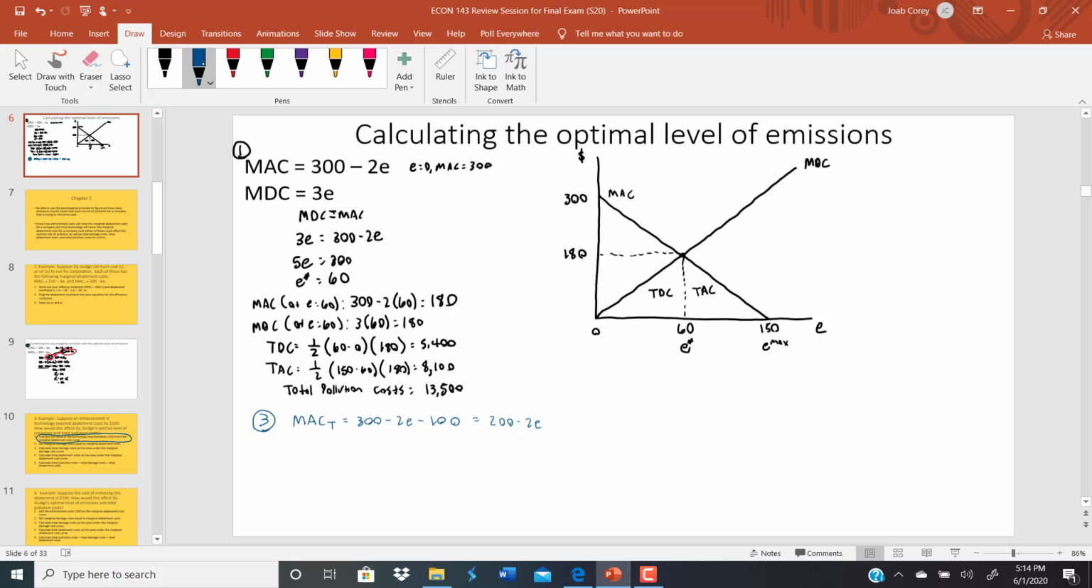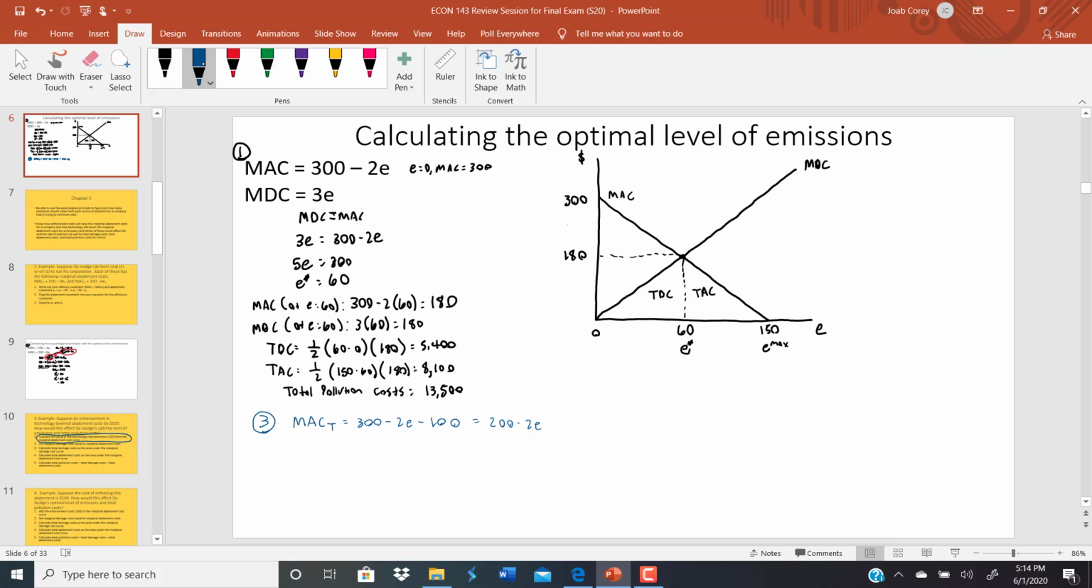So if we're graphing this out, you know that if we set e equal to 0, this is going to start here at 200. And you're going to have a marginal abatement cost curve that might look something like this, right? If we want to figure out exactly where that's going to hit the x-axis, then we set that MAC sub t equal to 0 and solve for e. And when you do that, you should get 100.